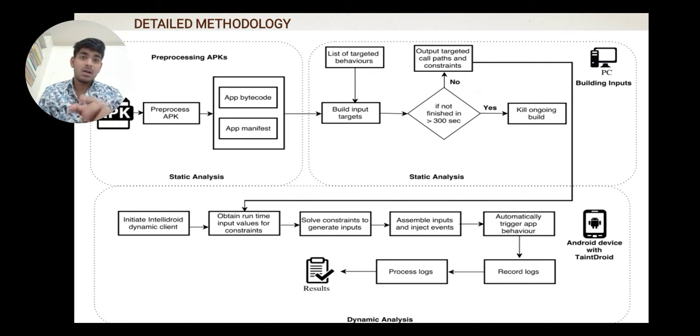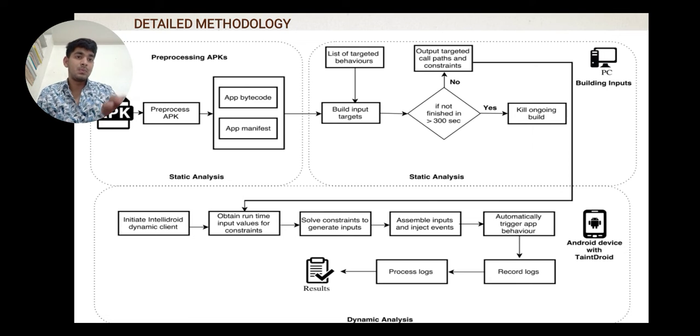Suppose first we have APK files, and the APK is processed. Then the APK goes to app bytecode, generating the app bytecode and the app manifest file. Okay, it is our static analysis. Then the app goes to build input targeted, where a list of targeted behaviors is checked. If it is not finished in 300 seconds, then kill the ongoing build. Otherwise, output the targeted call path and constraint. It is totally called static analysis.